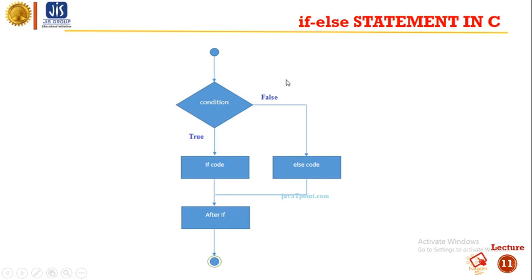And this is the flowchart for the if else statement. This is the condition. If this condition is satisfied, then this if code will be executed. If this condition is not satisfied, then it will go to the else part. And this is the end of the program. So if the condition is satisfied, it will go to the if part. If the condition does not satisfy, then it will go to the else part.